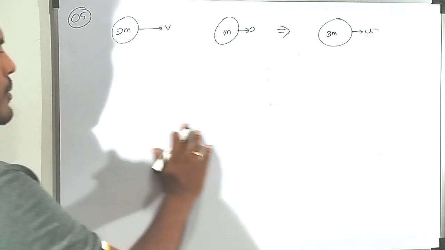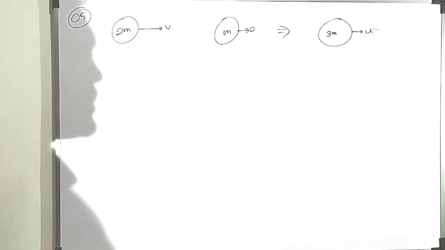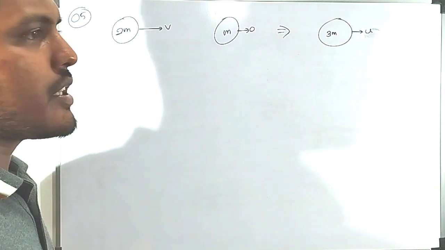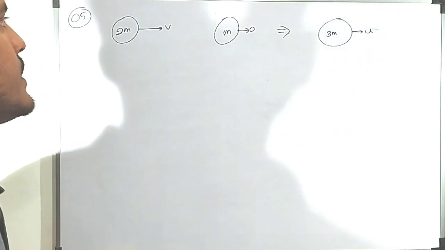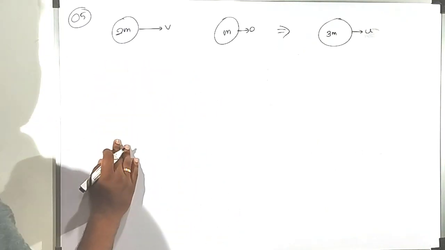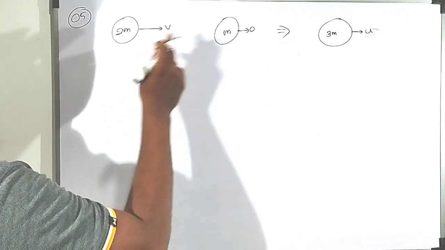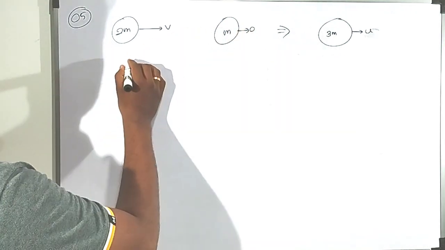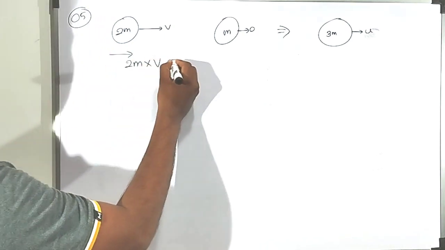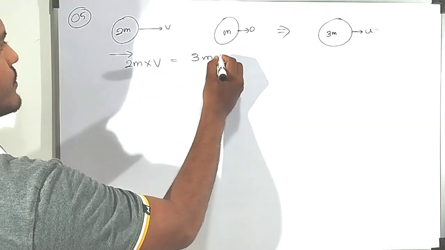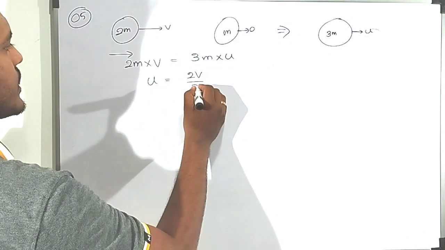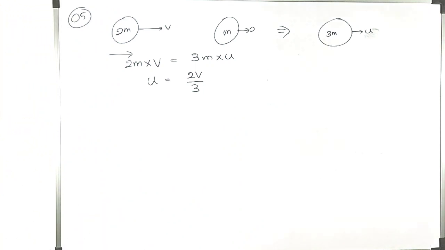Whether the collision is elastic or inelastic, momentum conservation can be applied. According to momentum conservation, the final momentum and the initial momentum are equal. Then 2m into v equals 3m into u. Then u equals 2v over 3. This will be the final velocity.